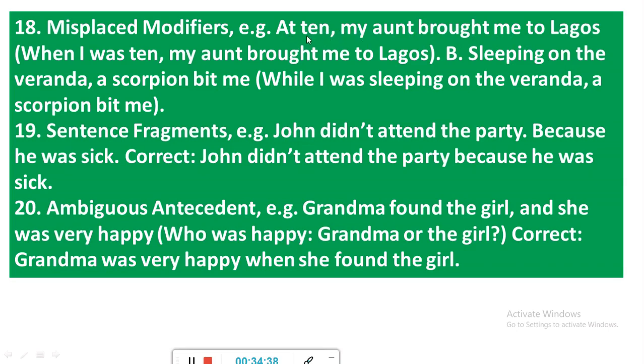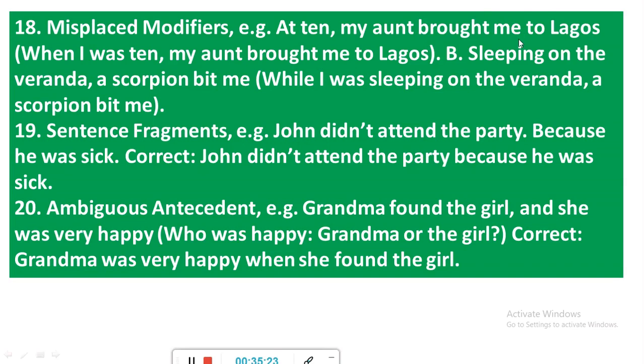So this is a misplaced modifier. And why is it misplaced? You know, this is the subject that this modifier is referring to. This modifier is not actually telling us about my aunt, it's telling us about me. So it should be placed close to the subject it modifies. So when we correct it, we have, when I was 10, my aunt brought me to Lagos. That's the correct thing. When I was 10, my aunt brought me to Lagos.